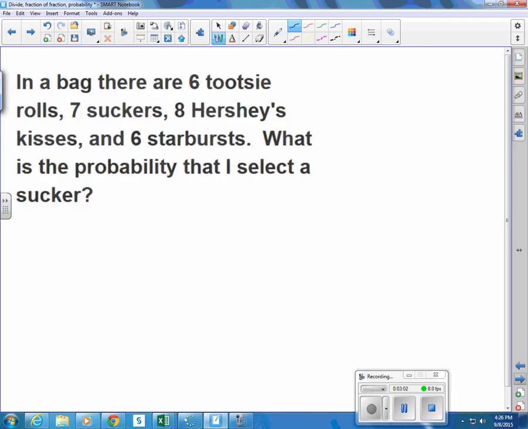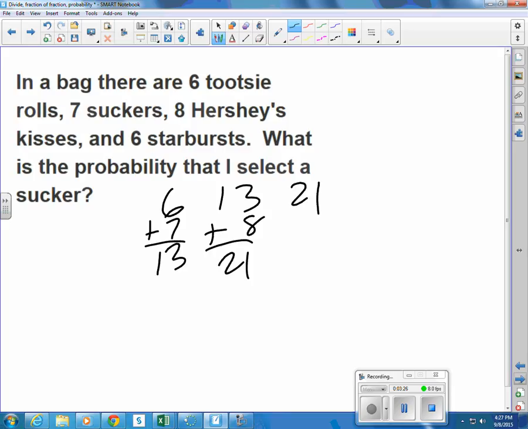So let's look at probability. So 7 Tootsie Rolls, 7 Suckers, 8 Hershey Kisses, and 6 Starbursts in a bag. What's the probability that I select a sucker, reach my hand in at random, and grab something? Well, let's look at how many total things there are. 6 plus 7 is 13. 13 plus 8 is 21. And 21 plus 6 is 27. So there's 27 items altogether.